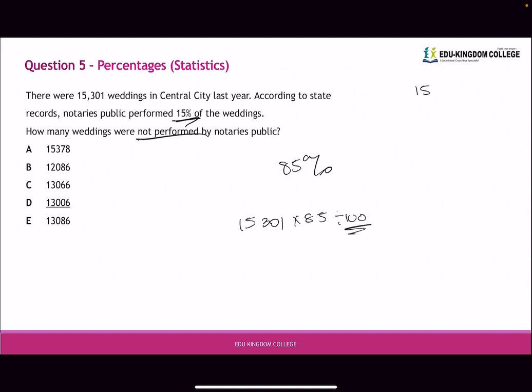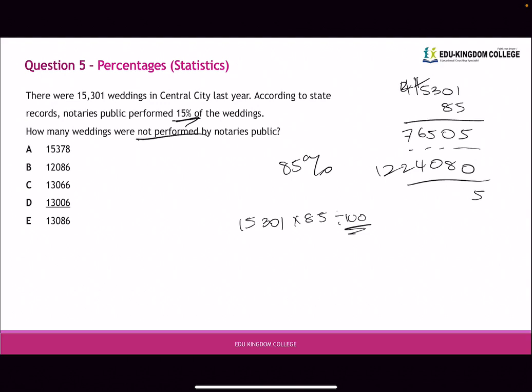So if we do 15,301 times 85, some long multiplication. Hopefully you guys know how to do that, so I don't need to explain it. That should give you 7. And when you multiply everything by 8, you should get that. And when you add those together, luckily the numbers aren't too bad, this is what you should get. And then divide that by 100, so your number should be 13,005.85, and if you round that up, it gives you 13,006.